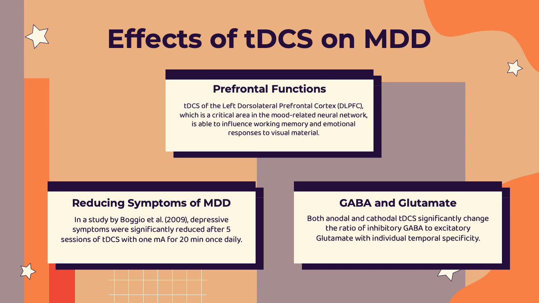In regards to reducing symptoms of MDD, a study by Boggio et al. concluded that depressive symptoms were significantly reduced after 5 sessions of tDCS with 1 mA for 20 minutes once daily, as measured by the Hamilton Depression Score and the Beck Depression Inventory. The mean reduction in the depression scores were between 60 and 70% relative to baseline values.